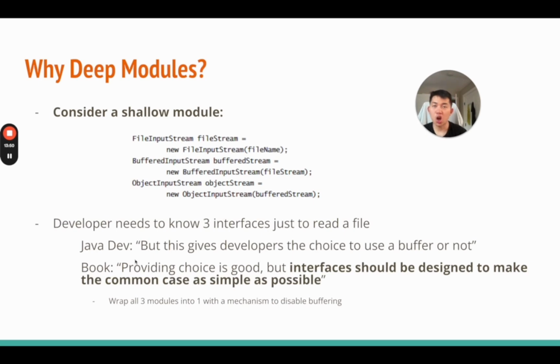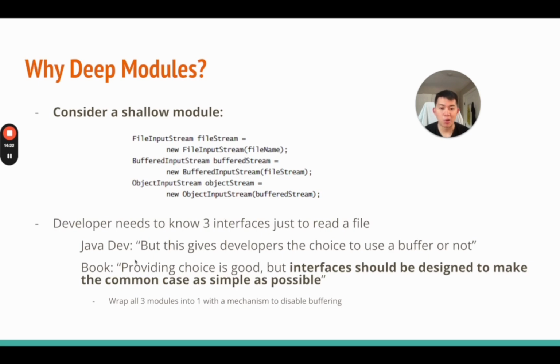So we should optimize our design. My takeaway is that we should optimize our design according to the most common scenario that our module will be used in. In this case, most likely developers would prefer to use a buffer when reading a file. They're not going to skip using a buffer.